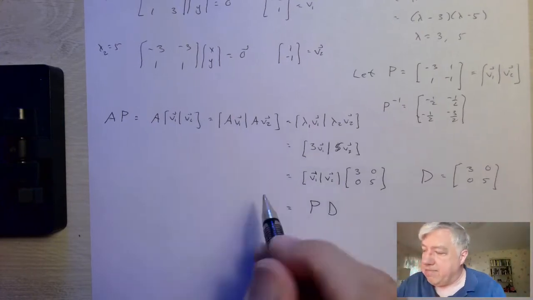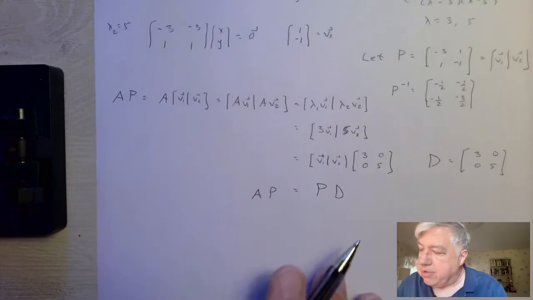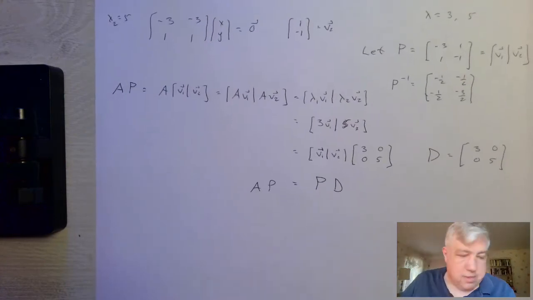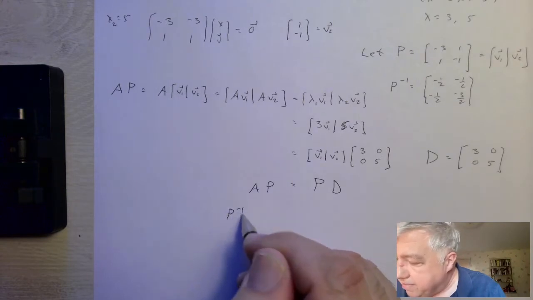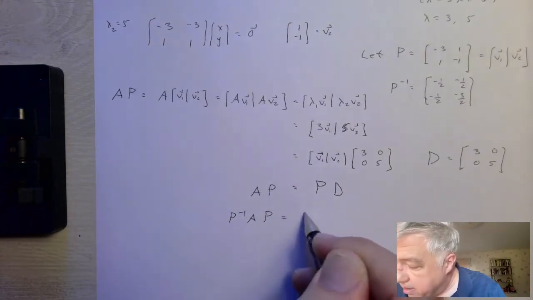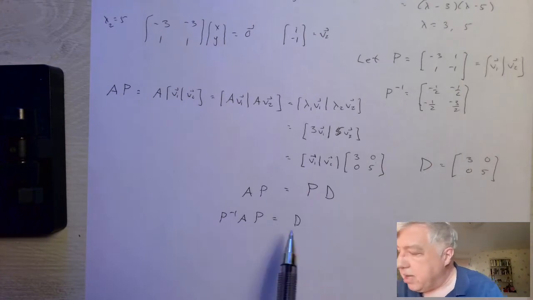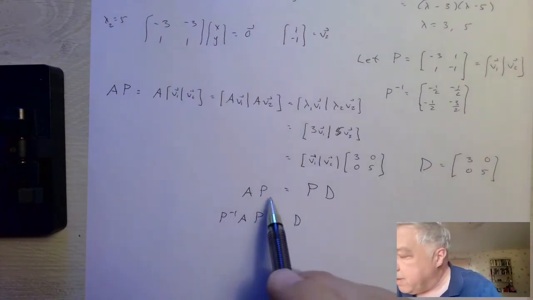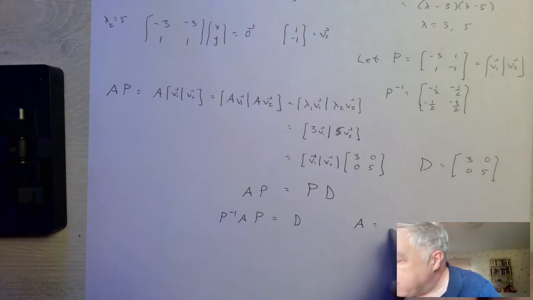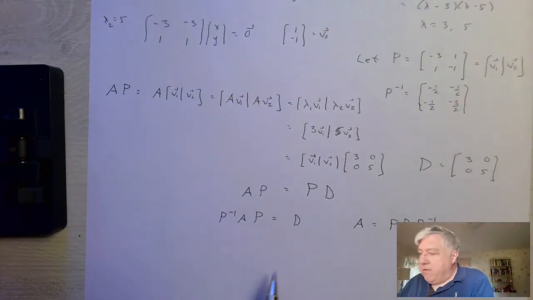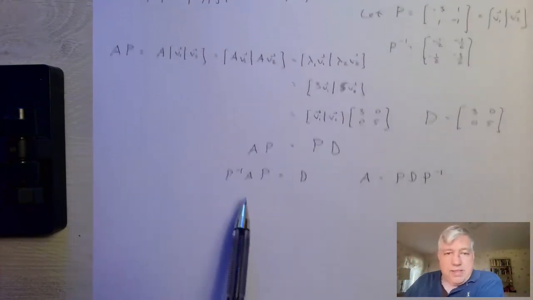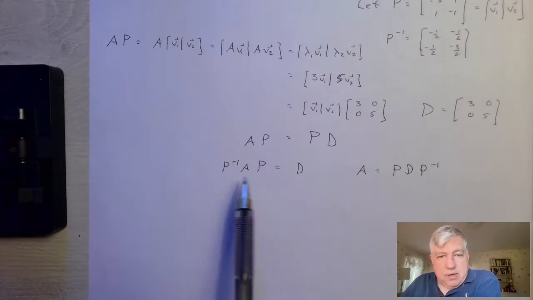So we get AP is equal to PD, and we can multiply both sides by P inverse on the left, or we can also multiply by P inverse on the right, and we would get A equals P D P inverse. Either way, we can see that A and D are now related in a certain way.